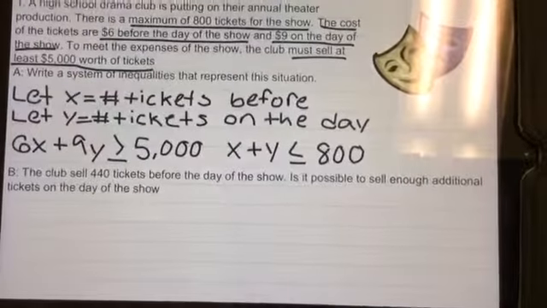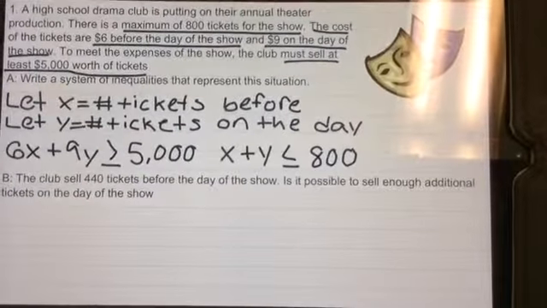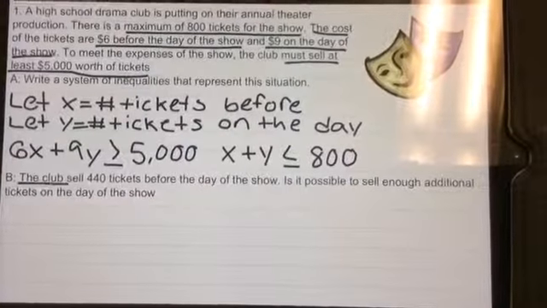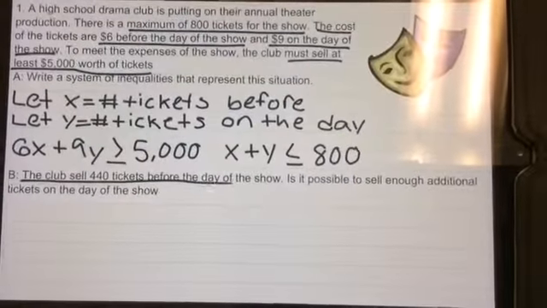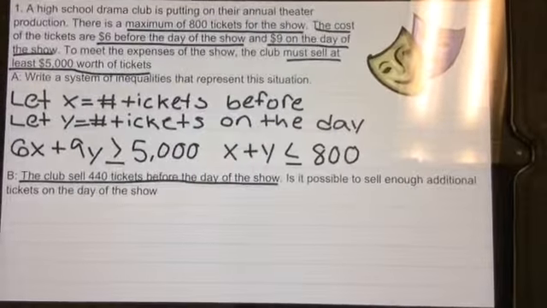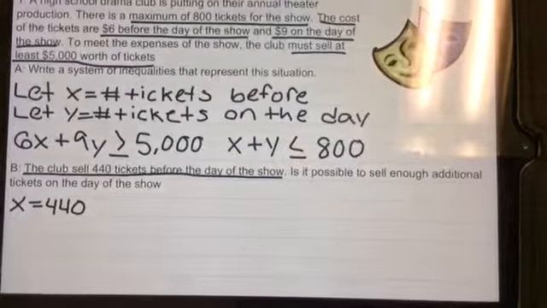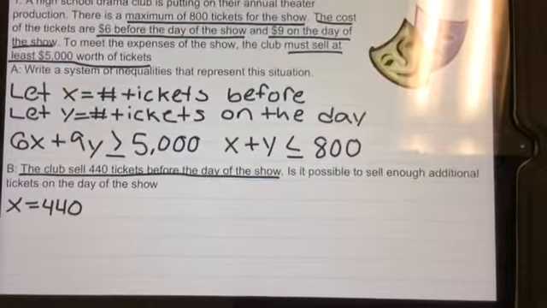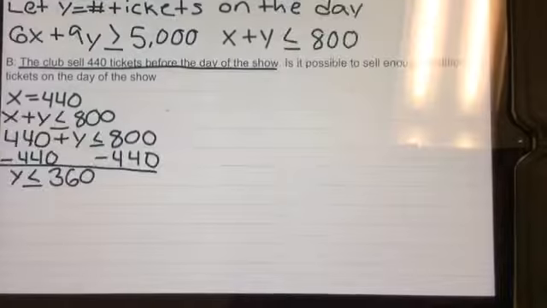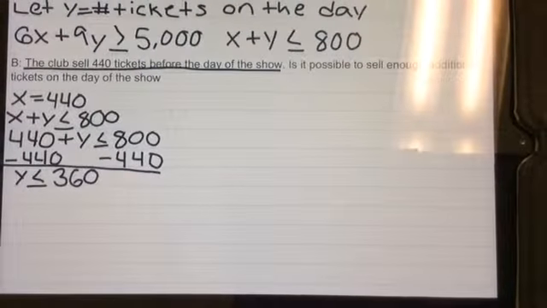Now for part B, you want to do what we did for the first problem. So you want to underline the important information, which is the club sells 440 tickets on the day of the show. This means the new x value is 440 tickets. Now plug that into the second inequality and get your answer. After you solve, you should get y is less than or equal to 360.